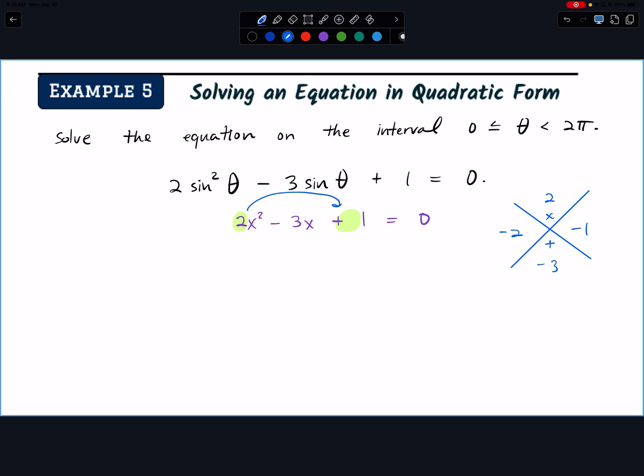Now, do you guys remember, then we would rewrite this by using these numbers. Do you guys remember that from last semester? So we would write 2x squared. Then instead of writing negative 3x, I'm going to use these numbers. So minus 2x minus 1x plus 1. Because these numbers come from these numbers.